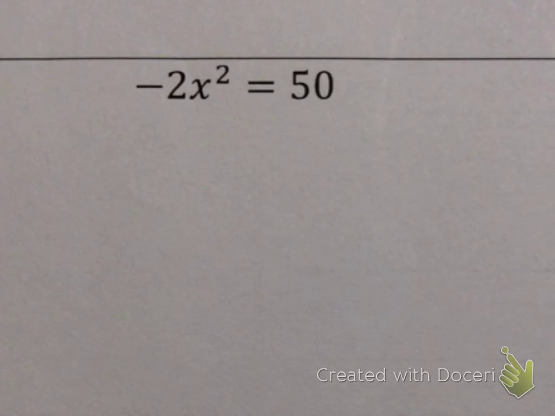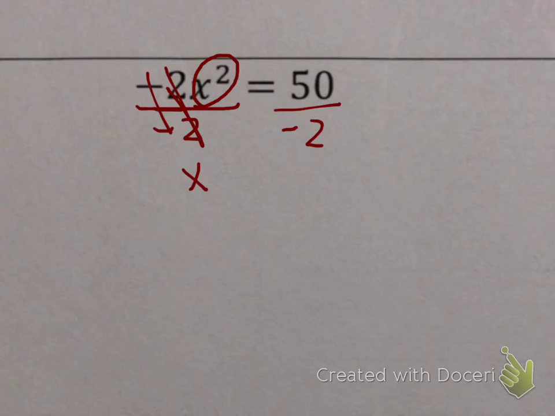This next problem right here, again, we're trying to isolate the variable. We need to get this x squared all by itself. So the first thing I need to move is this negative 2. Negative 2 is times by x squared. In order to get rid of something that's times by, we're going to divide by it because it's the opposite. So divide both sides by negative 2. It cancels over here, which is what we wanted to do. So we get x squared equals negative 25.